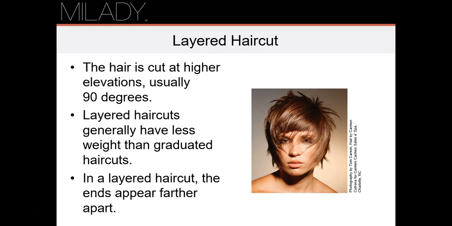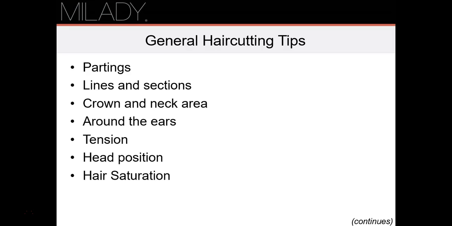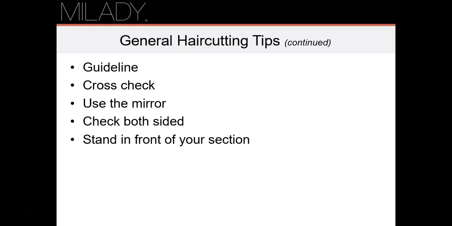The 90-degree haircut is a layered haircut. It's uniform layers. It cuts the hair so that generally every hair on the head is the same length. So there's not a weight line on the hair. Some other terms they're going to deal with: partings, the crown, lines in their sections, the tension that they're holding, the head position, how they're standing in front of the section they're working on, that they check both sides, that they use the mirror as a visual aid so that they can keep balance on both sides. And when they cross-check their haircut, they make sure it's finally checked and it's all even.